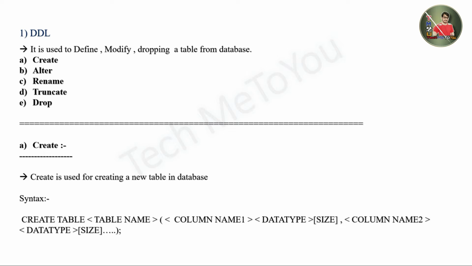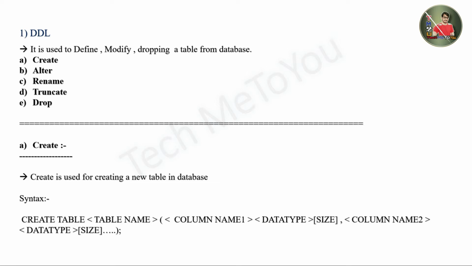That is DDL. So why do we use DDL? DDL is used to define, modify and drop a table from the database. Defining means you can create a table and give properties to a table. Modify means you can change the table name or the properties of the table. Dropping means you can delete a table from a database.